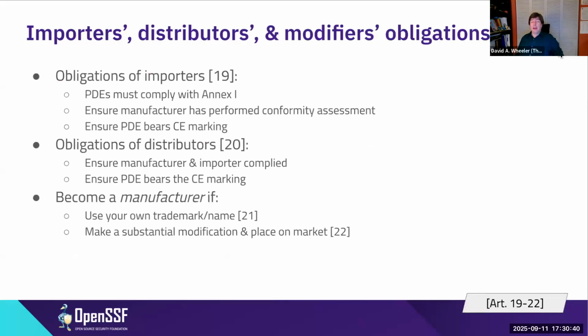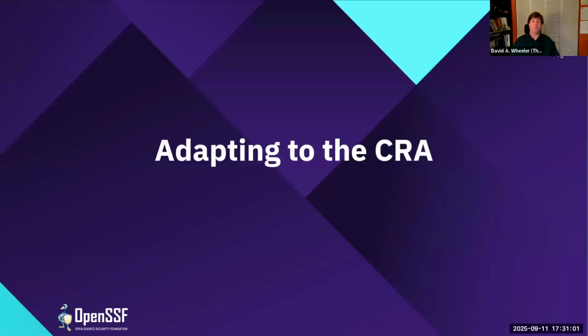Okay, what about importers? Well, it turns out that importers have to make sure that the manufacturers perform a conformity assessment and make sure there's a CE marking. If you're just a distributor, you just have to make sure that the CE marking is there. And you become a manufacturer, by the way, if you put your own name and trademark on this, as well as make a substantial modification and put it on the market.